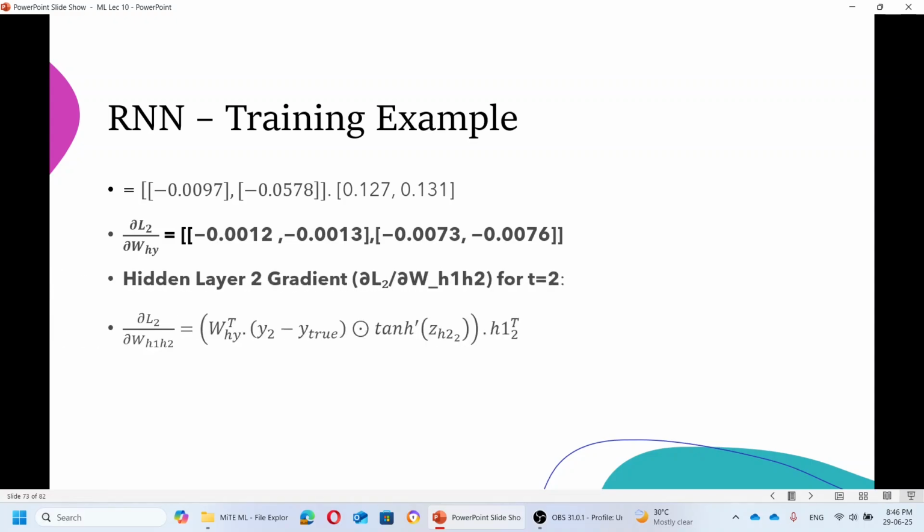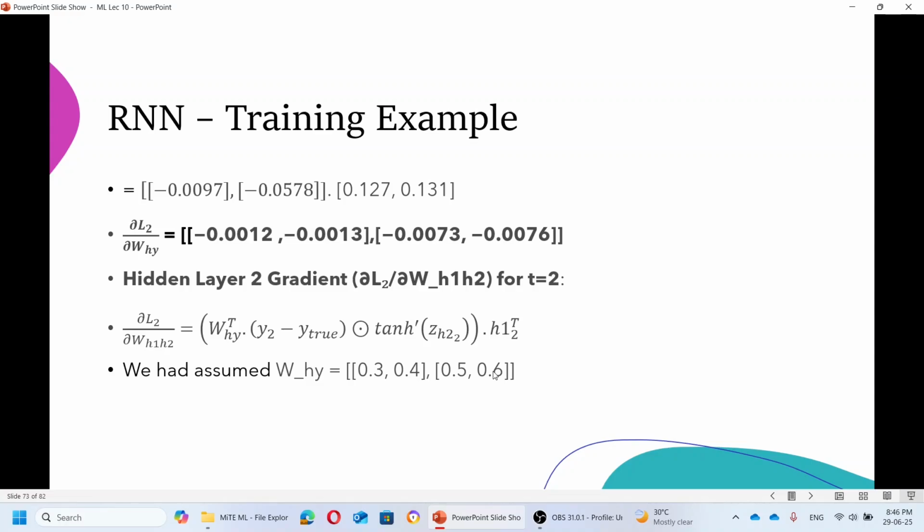Now we have to compute the hidden gradient at hidden layer 2 for T is equal to 2. Remember that we are doing all this for T is equal to 2 at the moment. Again, all the things are same as we have seen before. The only thing is that we have to plug in the values. What was the assumed value of the weight WHY? It was 0.3, 0.4, 0.5, 0.6.